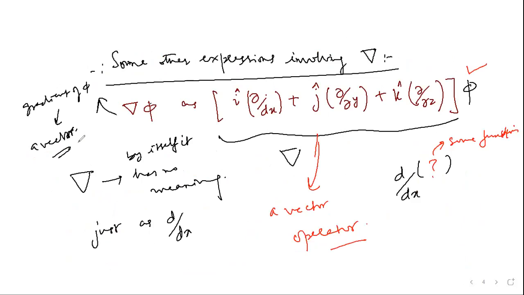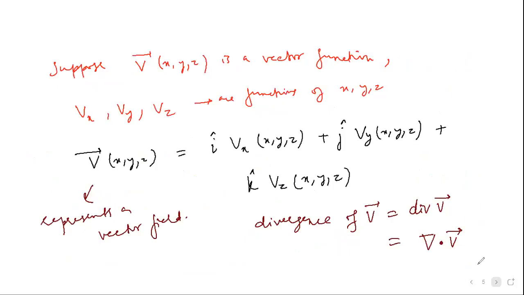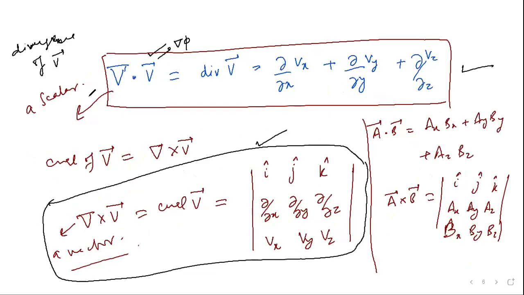Now I summarize these things. So now you know what the gradient is, you know its physical interpretation and geometrical meaning. Gradient of φ is a vector defined by this. Then you have divergence of some vector field. This is the defining equation. It's a scalar. Then we have curl of some vector field defined by this equation. It's a vector.